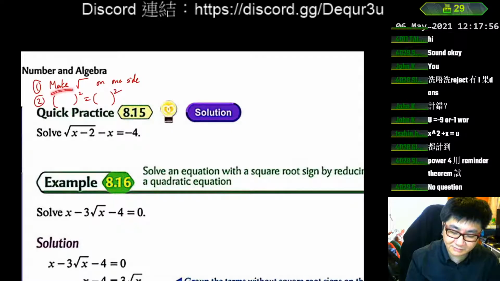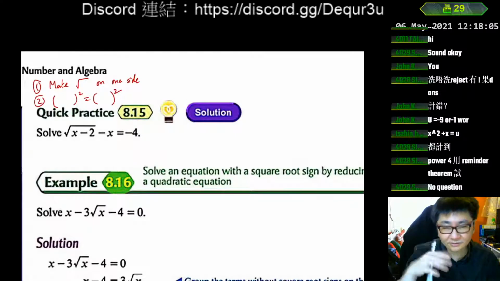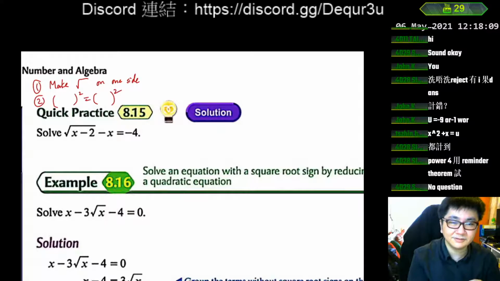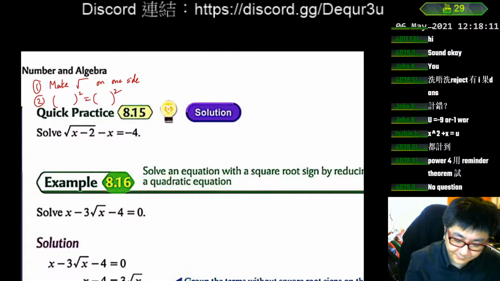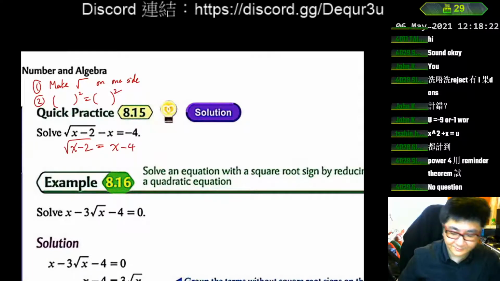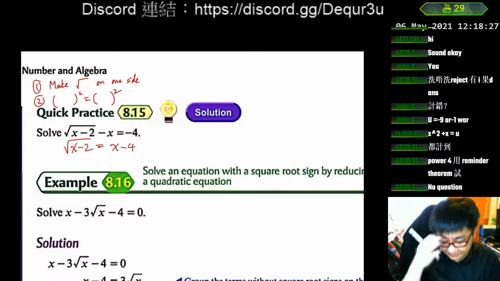So we will try to make the square root on one side first. And then when we square both sides, the square root will cancel with the square. And this is also the best way to help us to remove the square root. That is to remove the trouble. Okay, so we try to make the square root on one side. Therefore, square root on one side, and then put this minus x to the other side. Therefore, it becomes plus x, so x minus 4.